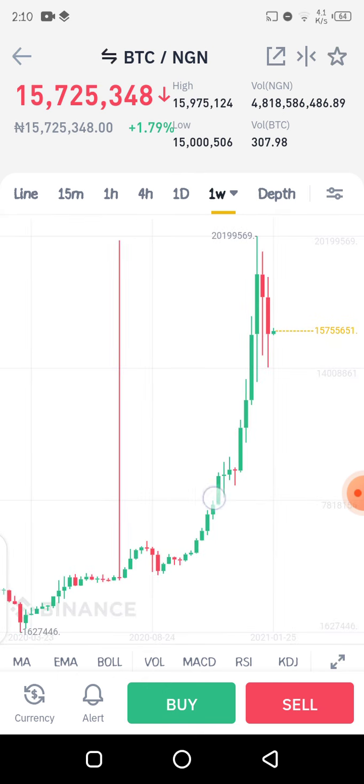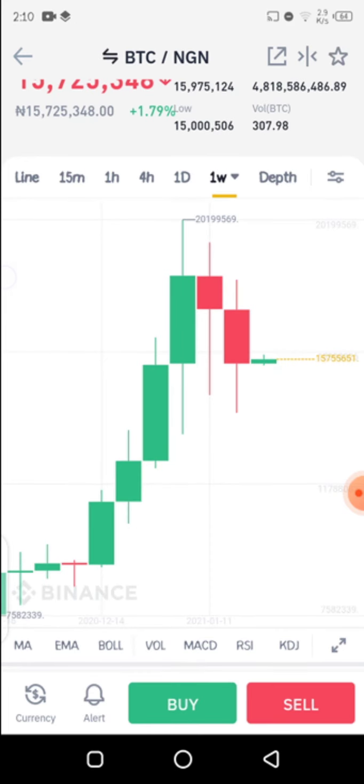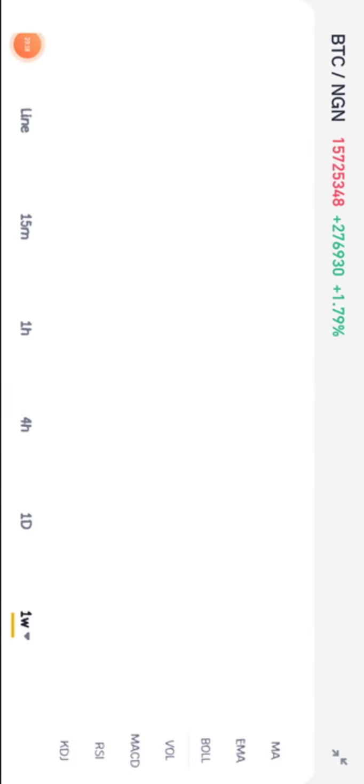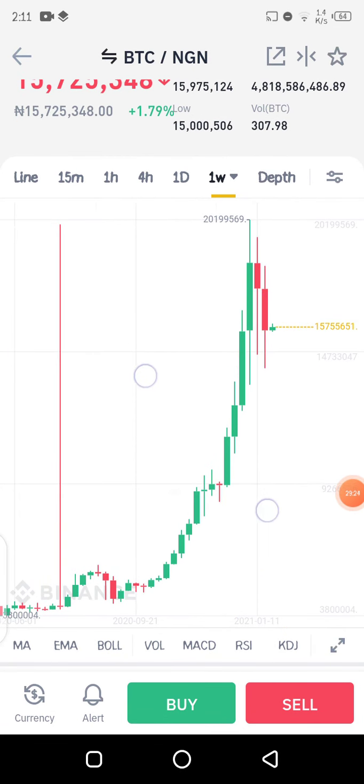So this is weekly. Each of these bars represents a week. So you see it kept going up until it's coming down now. We don't know what will happen here this week because this is just a new week. Today is Monday.